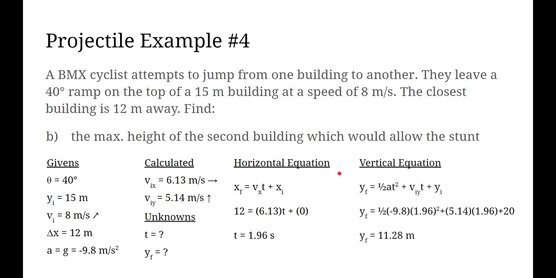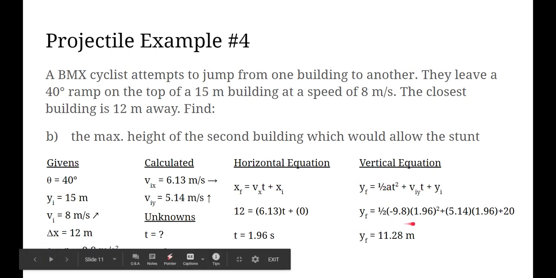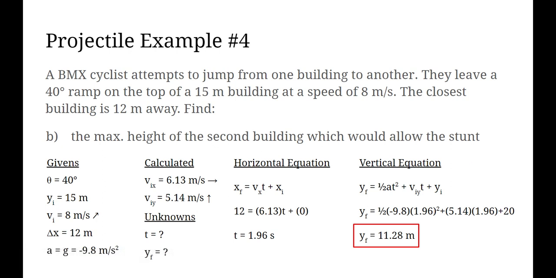And then for the maximum height, we'll rely on the vertical equation since the maximum height is the final y position. And we can plug in the acceleration due to gravity, this time that we just found using the horizontal equation, the y component of the velocity, the time again, and then the initial position of 20 meters. And we can solve that when they are that far horizontally from the building, they'll be 11.28 meters above the ground. And so any building that was 11.28 meters or lower would be able to be landed on by the BMX biker, but if it was taller, then the BMX biker would not make it.